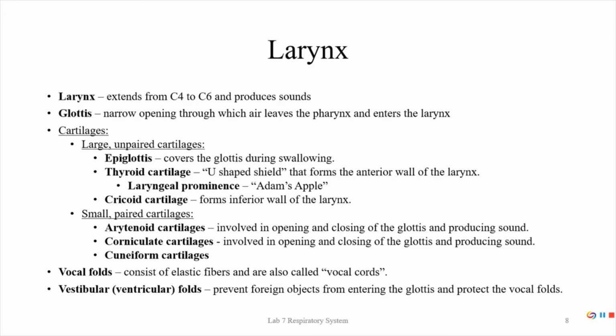Now, the next three, two of which we can see, the third one we can't, are the small paired. There will be two of these. The first one is called arytenoid, one is called corniculate. They do the same job. The muscles attached to them open and close the glottis and are involved in sounds.